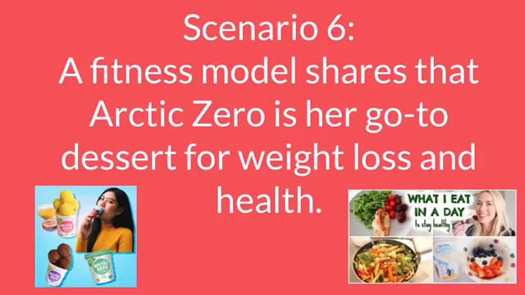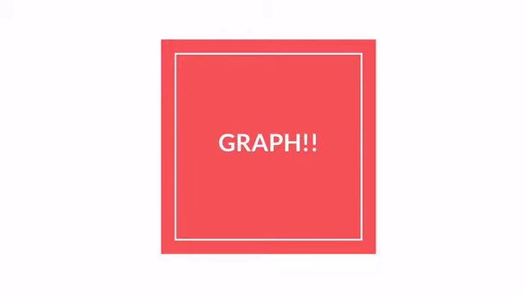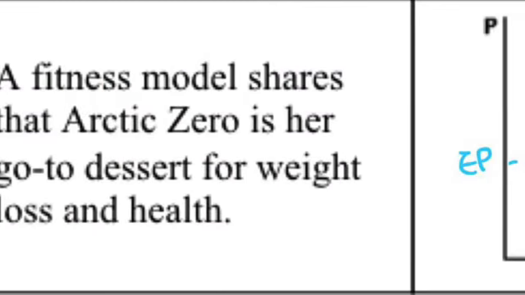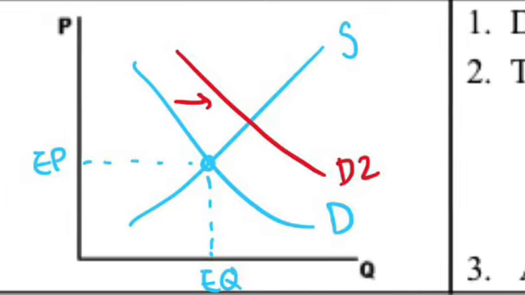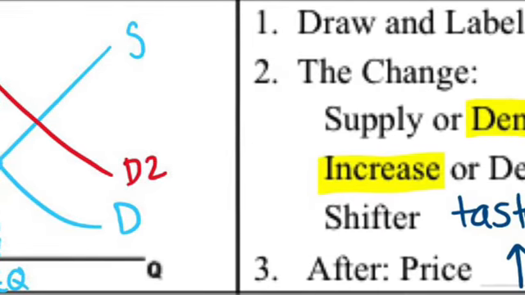Do you remember this one from the beginning of the video? What happens if a fitness model shares that Arctic Zero is her go-to dessert? If you said that there would be an increase in demand and the demand curve shifts to the right, you're correct, and you have a great memory.